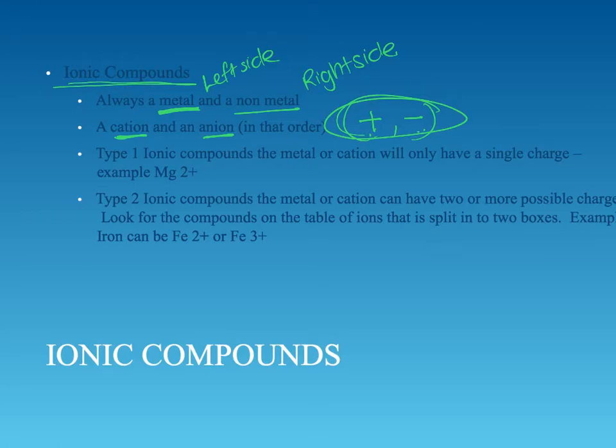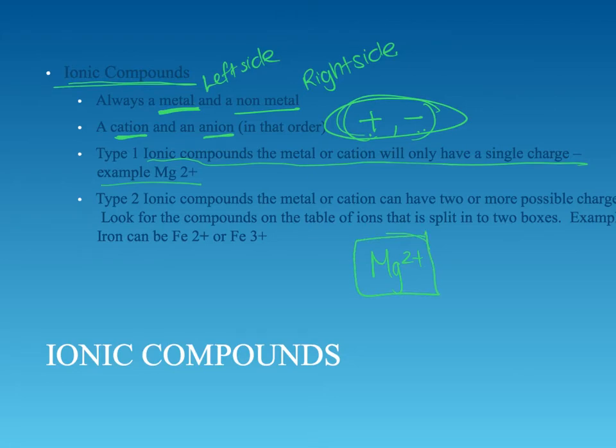The type 1 ionic compounds we're going to look at have a metal or a cation with only a single charge. So for example, magnesium 2 positive. If you went and looked at your table of ions, you'll see in the second row there, magnesium is 2 positive. It only has 1 possible charge, right? There's only one thing in that box.